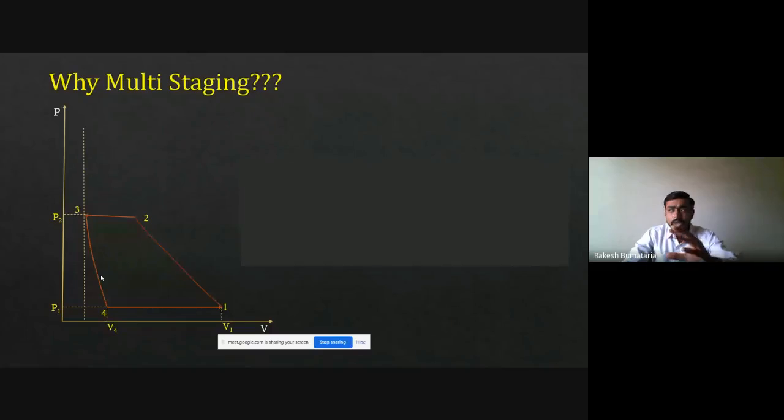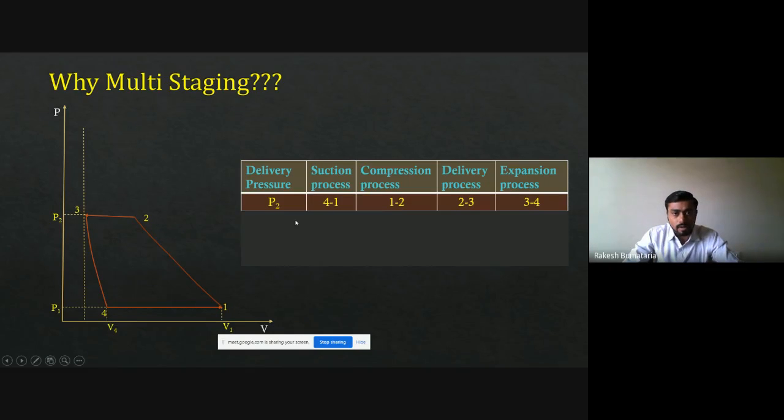Next, we take one technical example. Assume this compressor delivers air at 6 bar pressure, so at the delivery of this compressor we get a pressure of 6 bar. The suction process is 4 to 1, compression is 1 to 2, delivery 2 to 3, and expansion 3 to 4. Now the demand rises from 6 bar to 8 bar, and we need to produce air at 8 bar pressure.